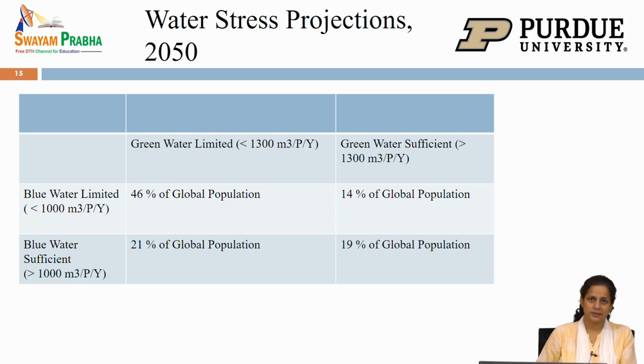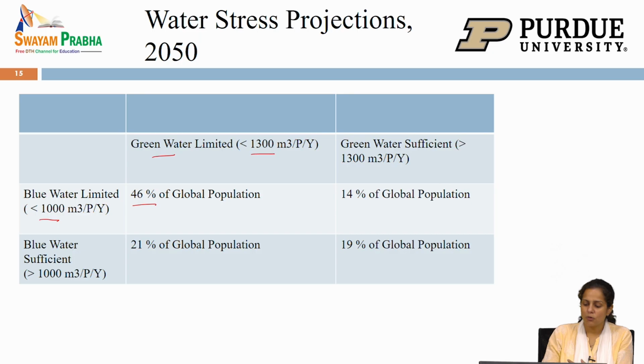In terms of the water sustainability, there is a global idea, there is a global stress that is happening. This data is taken from Rockstrom's paper, and here what they are saying that there are different parts of the world which are either green water limited or blue water limited. So, green water limited means where you have less than 1300 meter cube available per year, and blue water limited is when you have less than 1000 meter cube available per person per year, and about 46% of global population is actually under water stress for both green water and blue water, which means we do not have enough water for the biomass production and also not enough water for actually production of our industrial and domestic use.